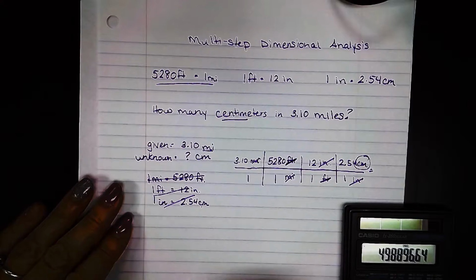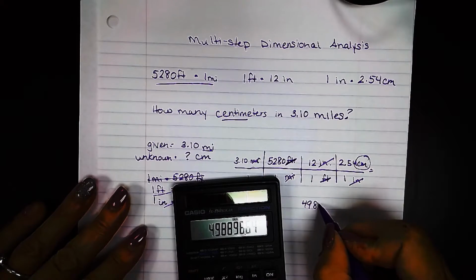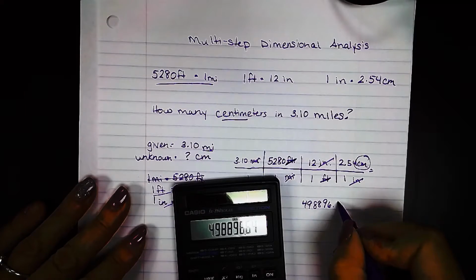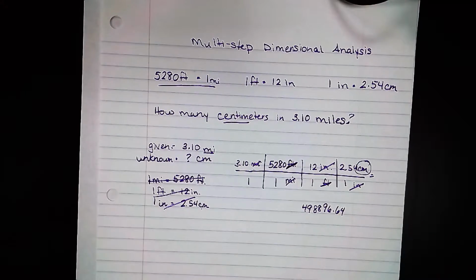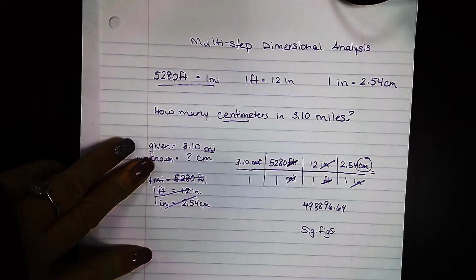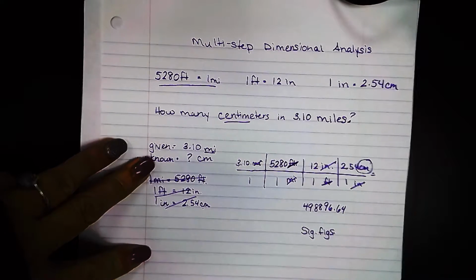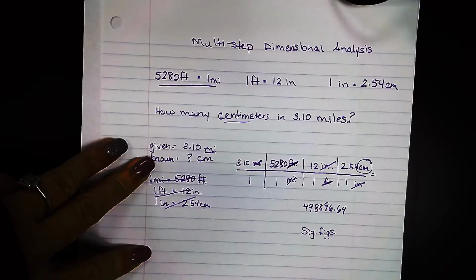Oh goodness, that's a big number. So let's see. 499,896.64. Guess what we have to think about? We have to think about sig figs. All right? Again, sig figs is going to be a half a point on every math problem we do, so we want to make sure that we get all of those half points.